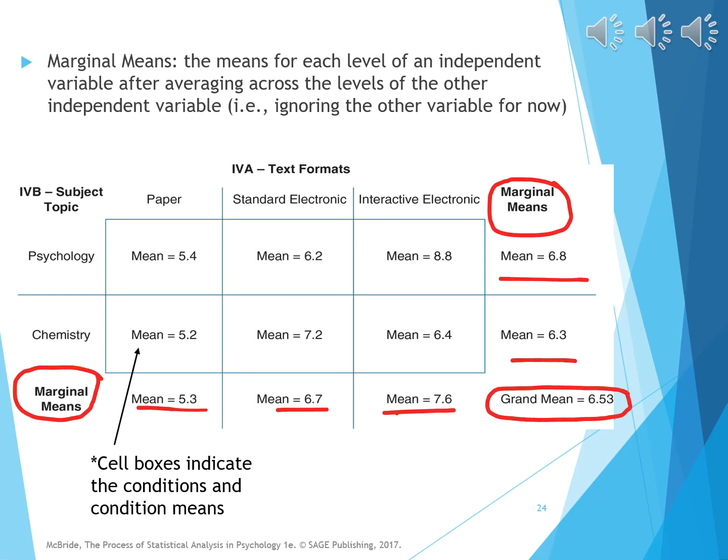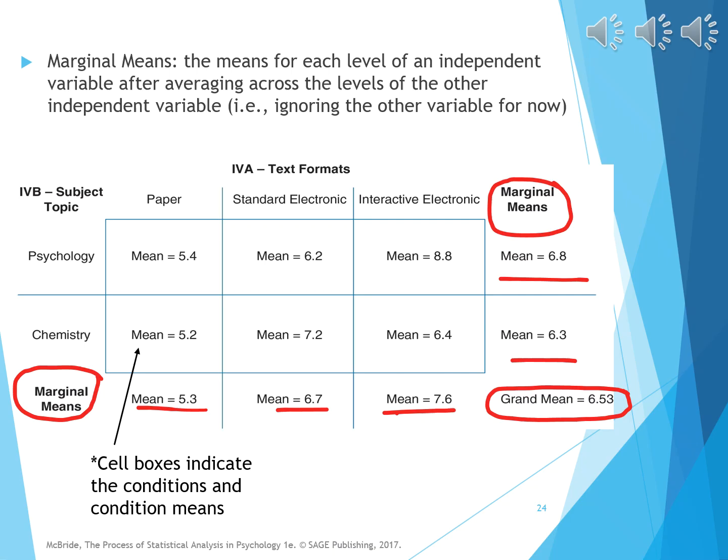Okay, this is a very busy slide, and I think the next slide might be even busier. So let's walk through what is going on here. In the middle of the diagram we have 6 boxes. These are also called cells, 6 cells. Each of those cells contains a condition mean. A mean of what? The mean student satisfaction rating for that condition.